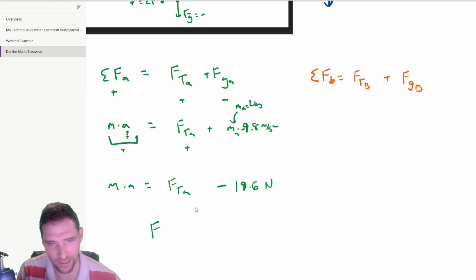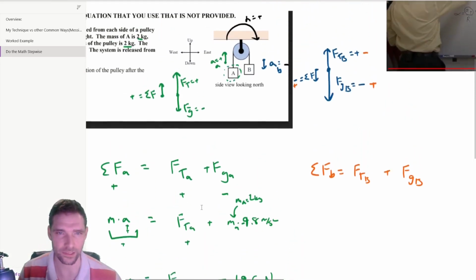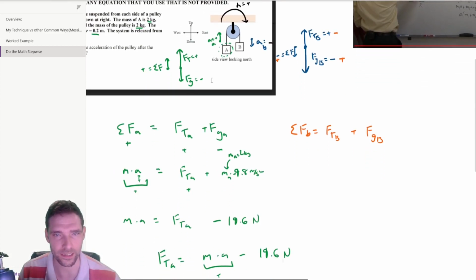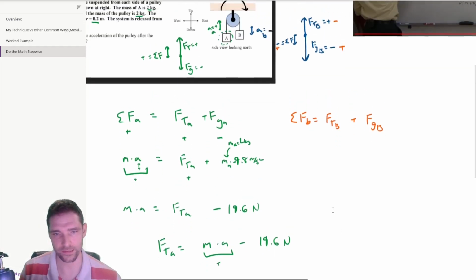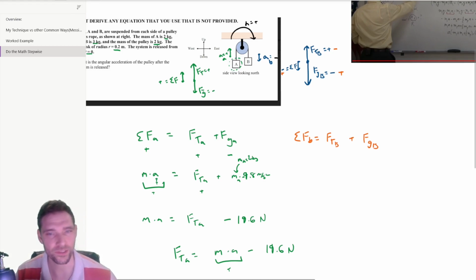Then this FTA is equal to that positive value minus 19.6 newtons. And if you conceptually go back to this problem, it kind of makes sense. Like, oh yeah, you're gonna have to take that off of this number to get the other one. Yeah, so that's one way of thinking about it. You gotta see the difference there, and the difference between these two is the F of g.